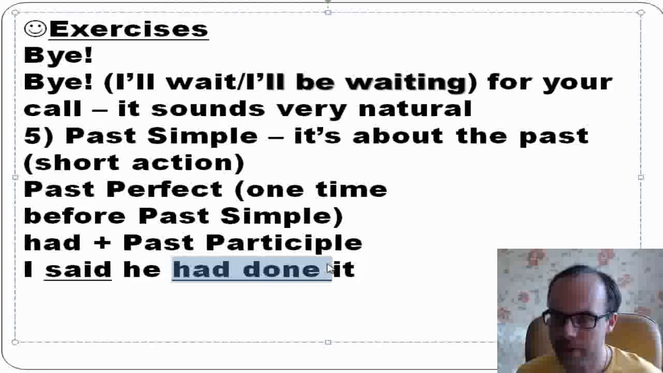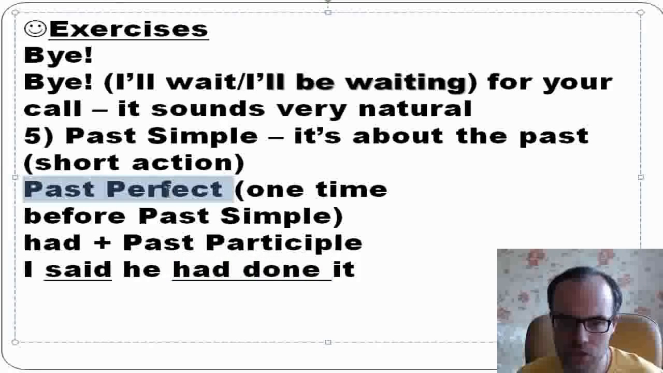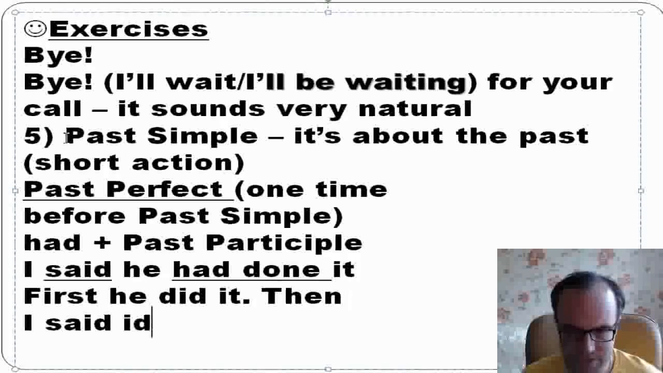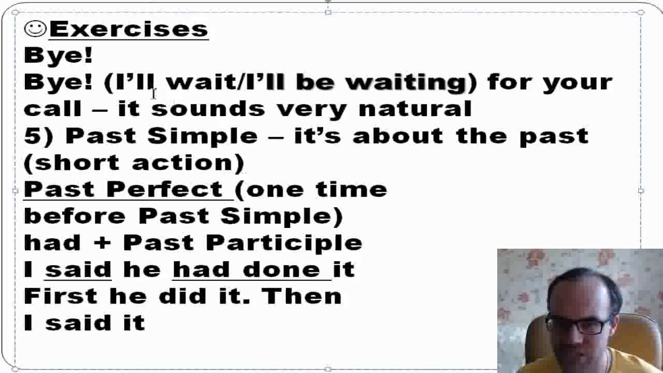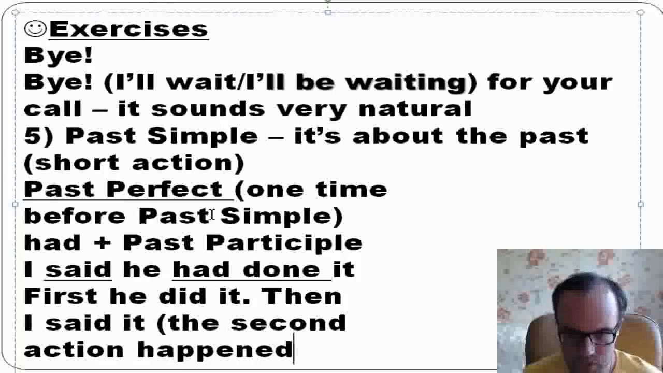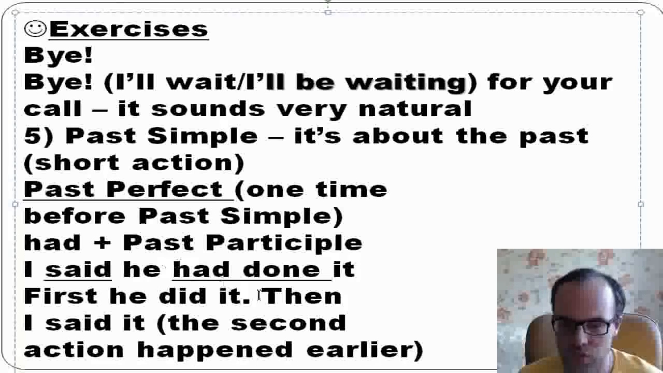So why do we need to use past perfect here? Because first he did it, then I said it. So the action he did happened earlier. First he did and then I said it. I said he had done it. First he did it and then I said it.